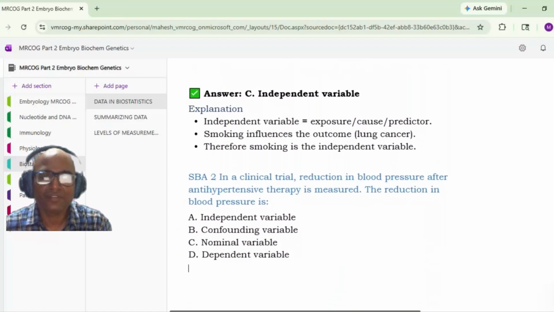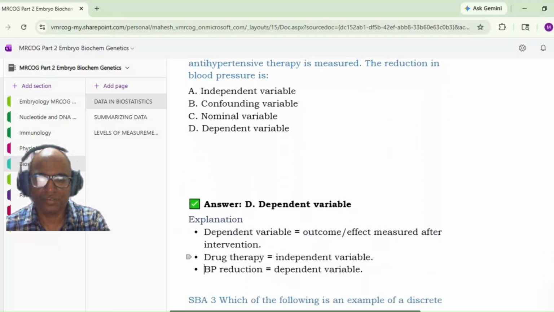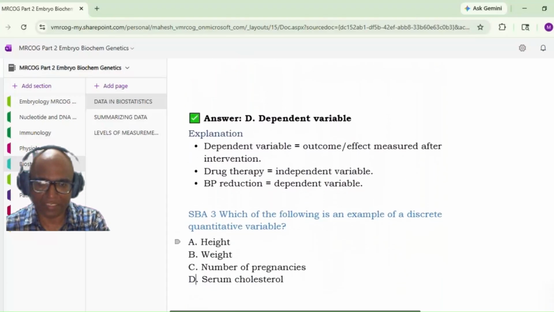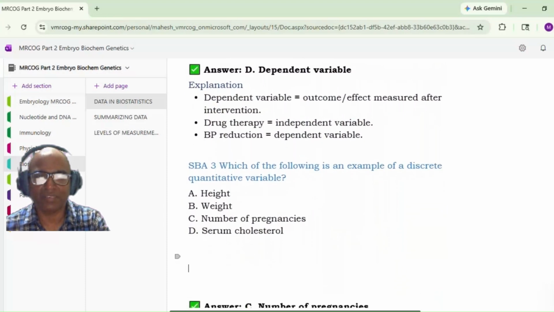Next. Question number two. In a clinical trial, reduction in blood pressure after antihypertensive therapy is measured. The reduction in blood pressure is A independent variable, B confounding variable, C nominal variable, D dependent variable. Sir, answer is D dependent variable. Correct. So it is the outcome or the effect measured after the intervention. Drug therapy is an independent variable. Blood pressure reduction becomes the dependent variable.